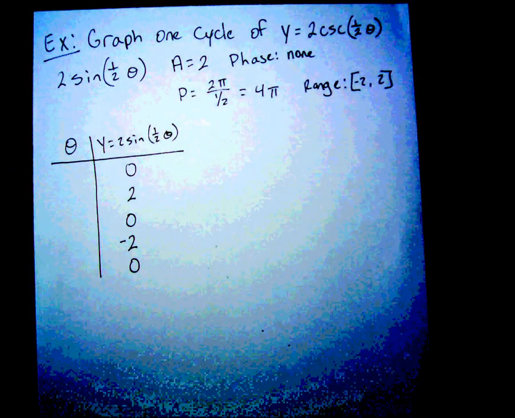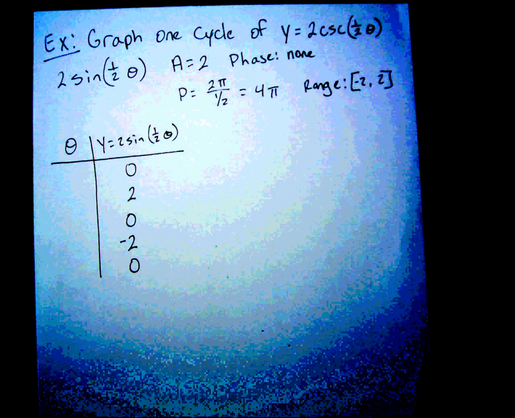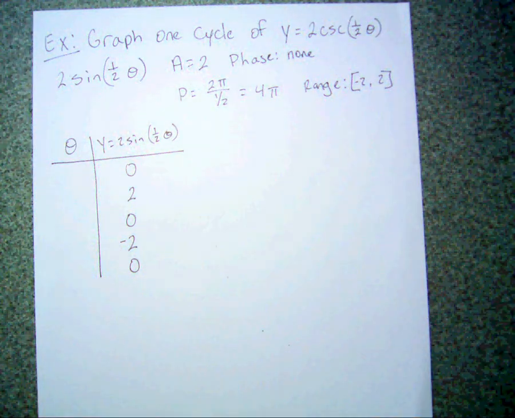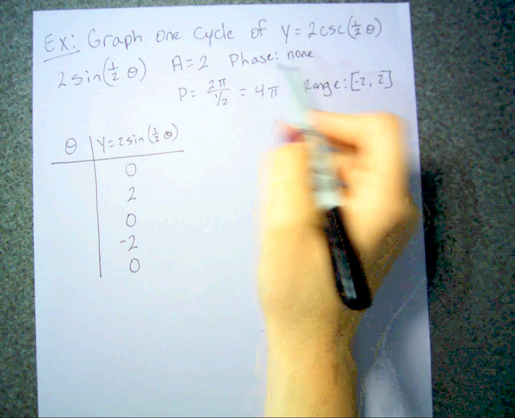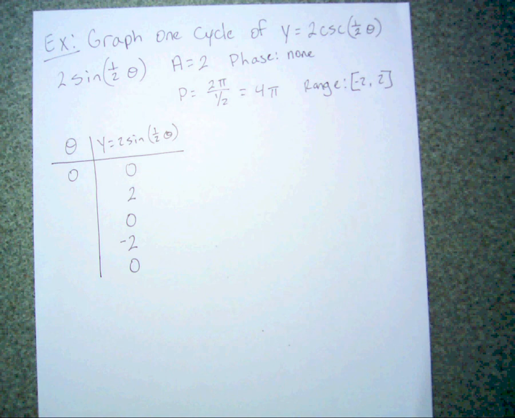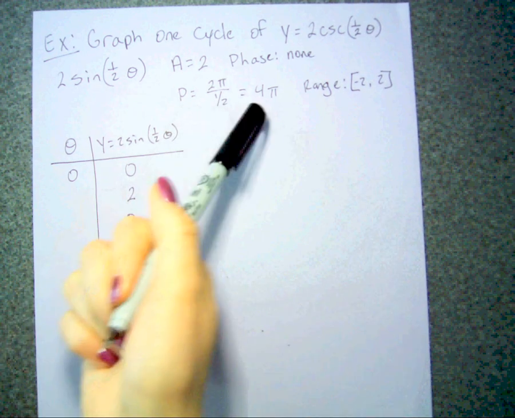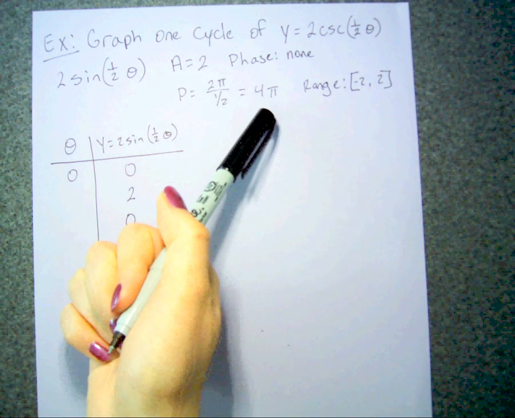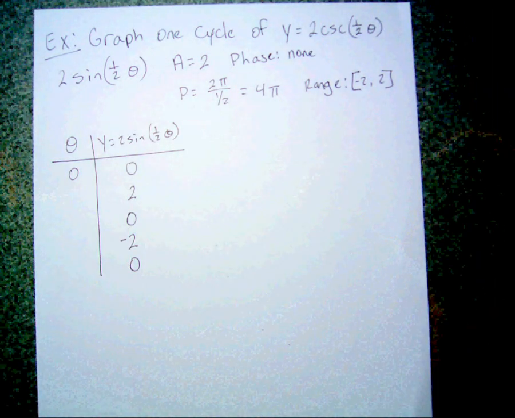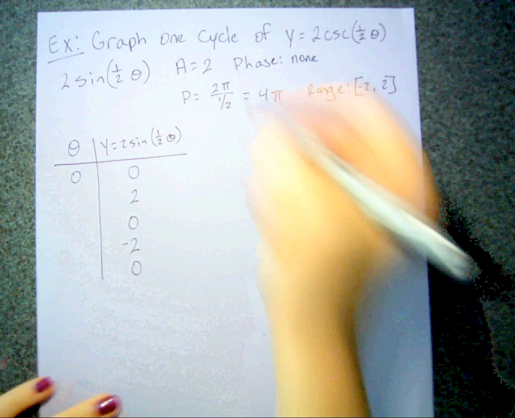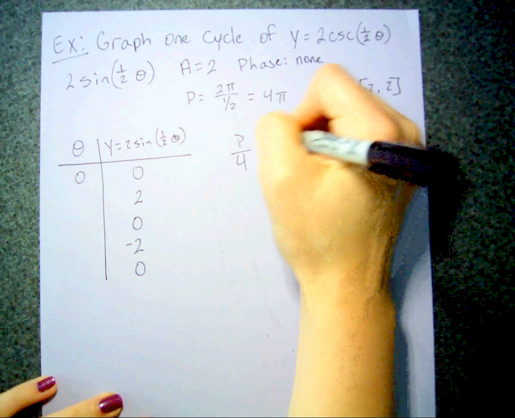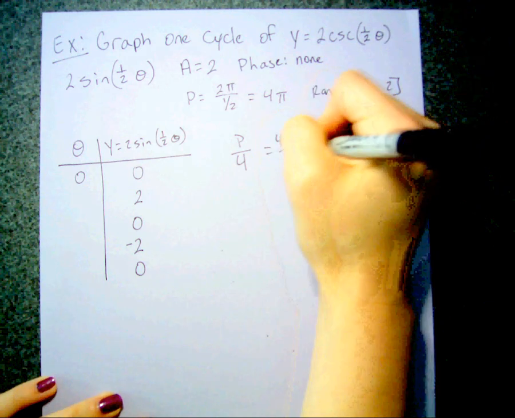So my theta values. Do I have a phase shift? No, right, no, I don't. And so my starting point is going to be the same. It's still at 0. But I do have a change in my period, right? Instead of my period being 2 pi, it's 4 pi, which means it's going to stretch out my graph. So to find my other 4 points, I'm going to take the period and divide it by 4. So 4 pi divided by 4 gets me pi.